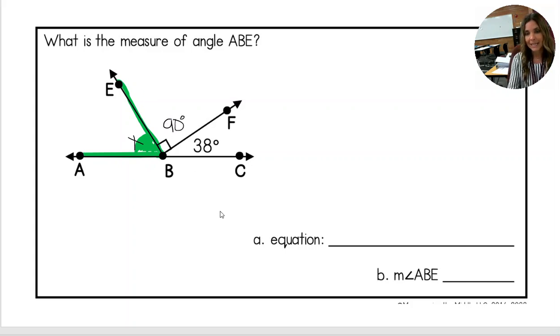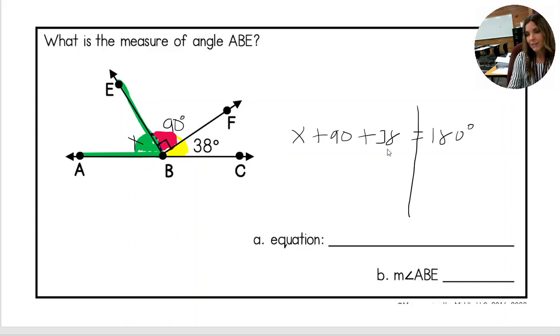And we know that this one right here is marked with 90 degrees, so we know it's 90. And we know that angle ABD and EBF, okay, this angle right here, EBF, and FBC, those three angles right here are going to add up to be 180 because those three angles are supplementary. They add together to be 180. So now let's go ahead and write our equation. We don't know what the x is, but we know x plus 90 degrees plus 38 degrees is going to equal 180 degrees. Now we need to solve this.